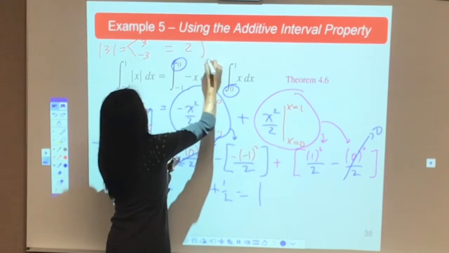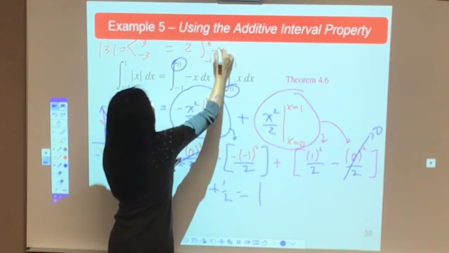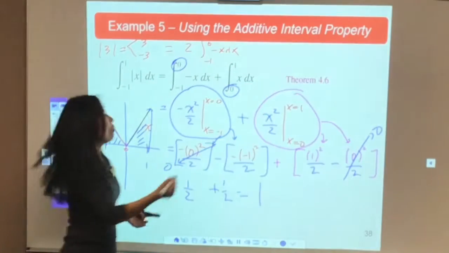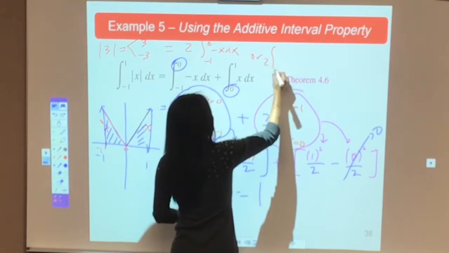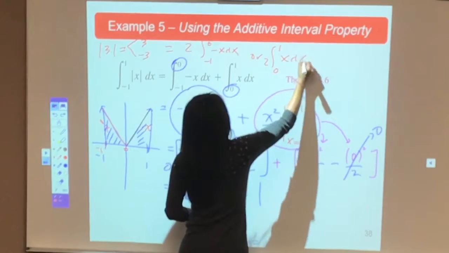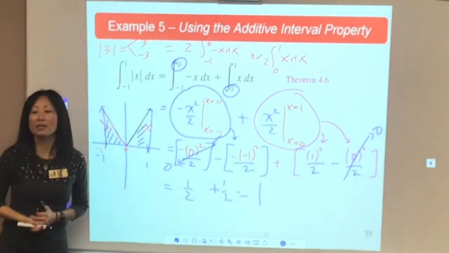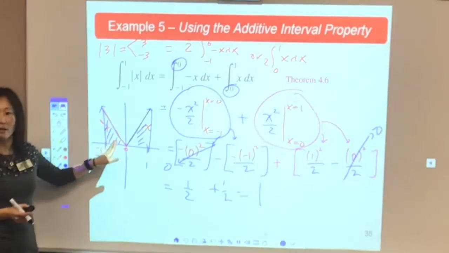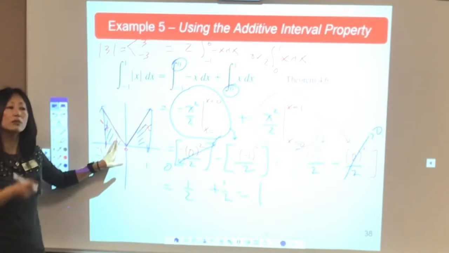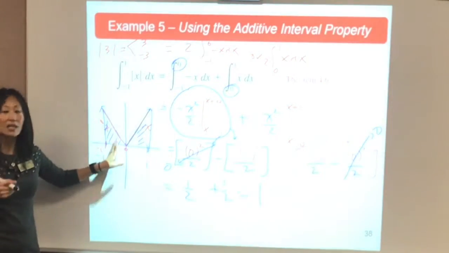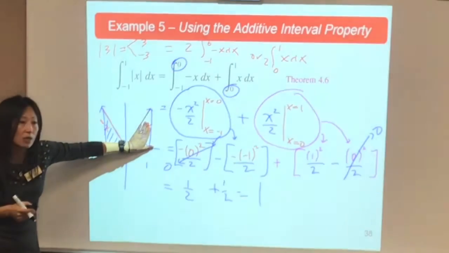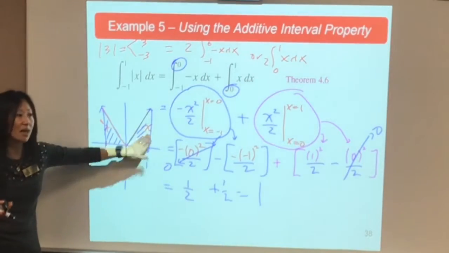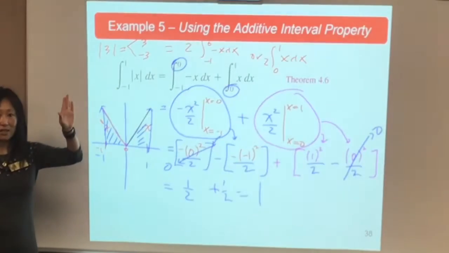I said 2 times the integral from -1 to 0 of negative x dx, right? I can do that, right? They give me the same answer. Or I can do 2 times the integral from 0 to 1 of x dx. Either way, I get the same answer. Just remember this. This area is the same as that area. So I don't need to evaluate twice. I can just evaluate this part, and then multiply by 2. Because you have 2 of exactly the same thing. Are you following me? Okay.